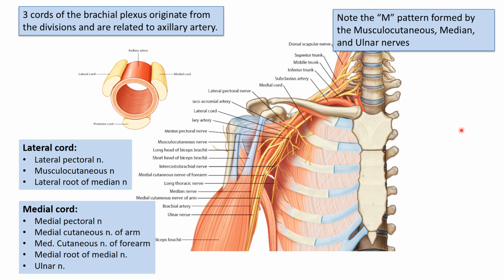So now we talked about the branches coming from the lateral cord and medial cord. Why can we not see the posterior cord here? Because the posterior cord is called posterior cord because it lies posterior to the axillary artery. Okay, now in the next slide, if we remove the axillary artery from its position, then the posterior cord will be visible. Okay, so let's summarize them.